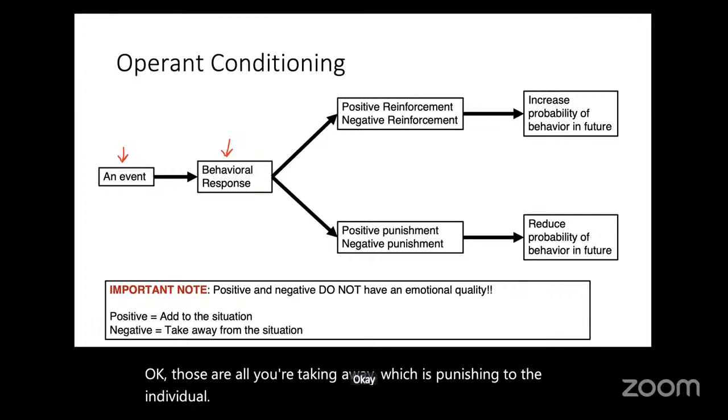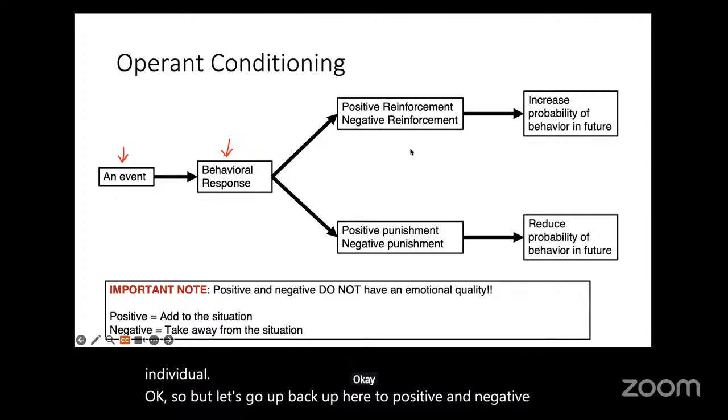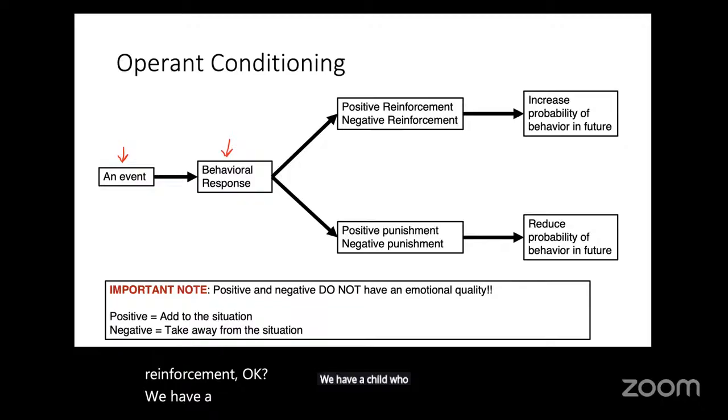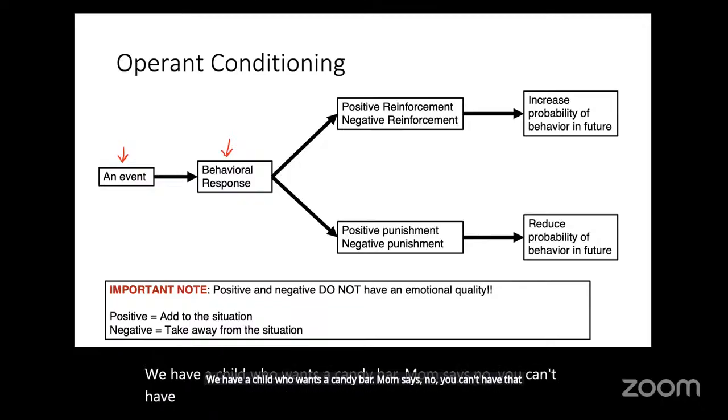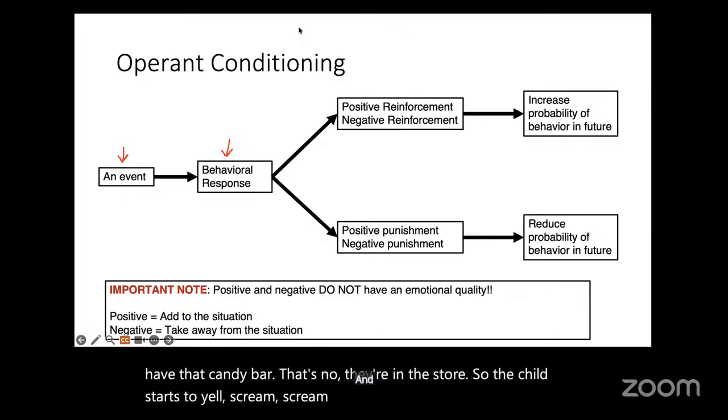Okay. But let's go back up here to positive and negative reinforcement. So we have a child who wants a candy bar. Mom says, no, you can't have that candy bar. They're in the store. So the child starts to yell, scream, scream, scream. And what happens?